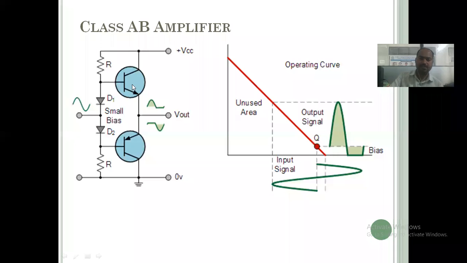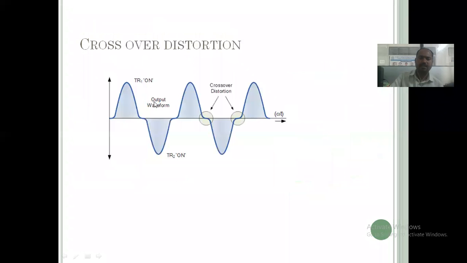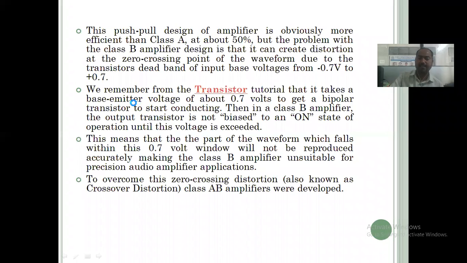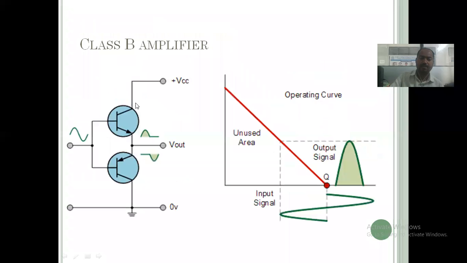See, this is the class AB type of amplifier. It is the same as a class B amplifier, well, not exactly the same, but the only change is that we have applied some bias voltage. That's why we have applied some voltage to the transistor, and that's why we have used the diode here.